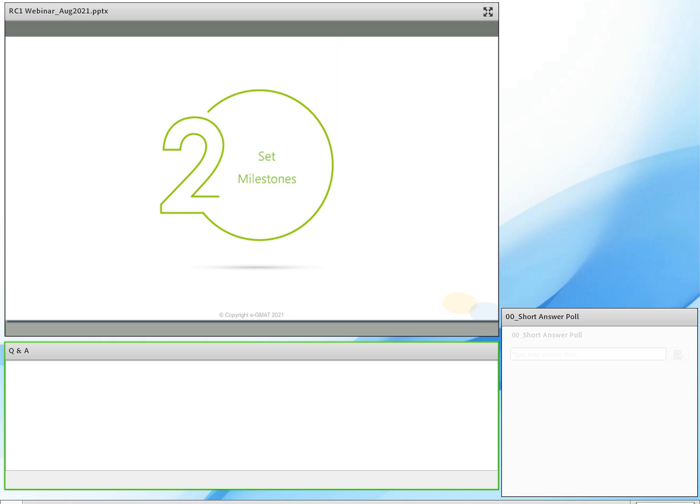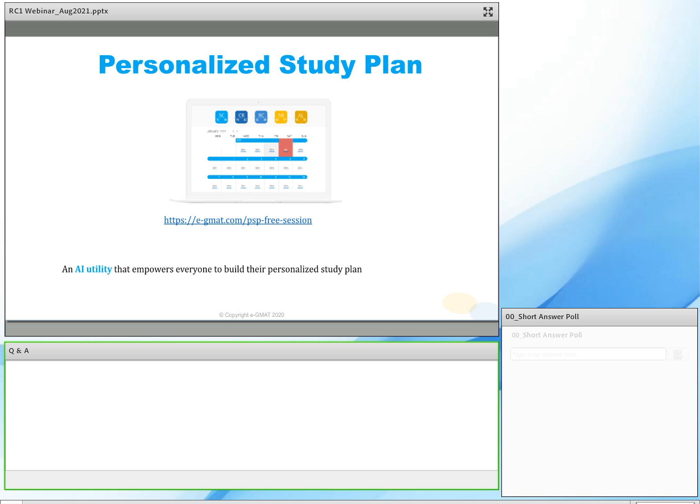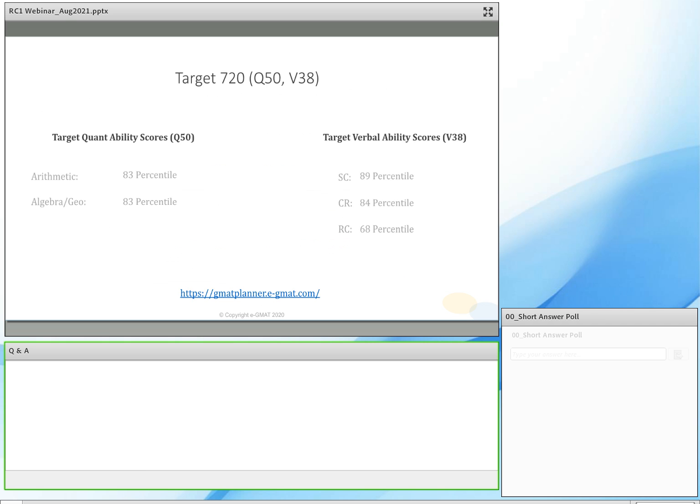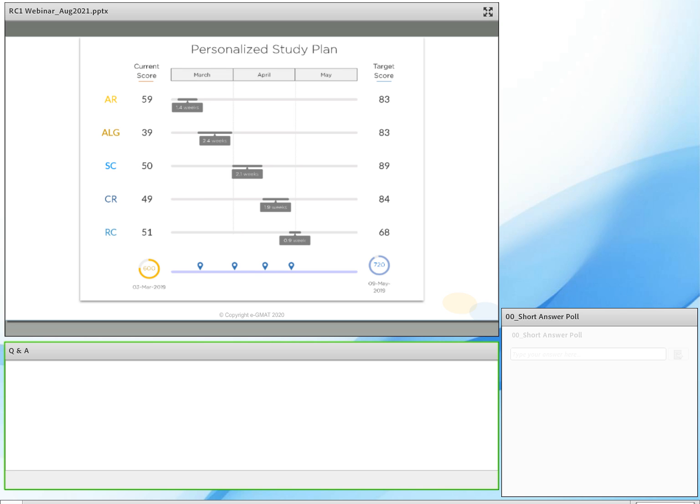Once you have evaluated your starting ability, then we have what is called a personalized study plan, which is fundamentally an AI utility. We spent thousands of man hours building this so that you guys can build this in 7 minutes flat. So we help you build your own personalized study plan. How does that work? You input your actual starting ability scores, then you input your target score, whether it's 720 or 730, and then the AI actually calculates what you really need. So these are your target abilities to get that particular 720 score, for example. Once you're able to do this, then the system helps you build very specific milestones for each of those subsections.